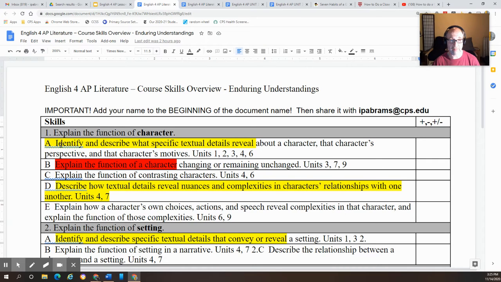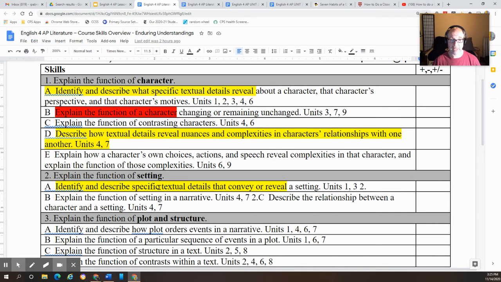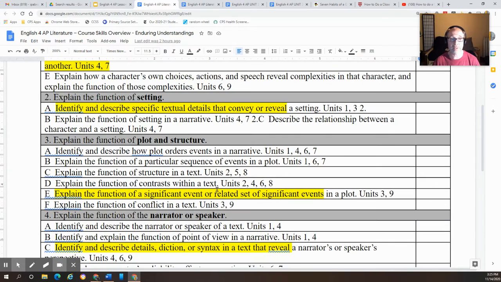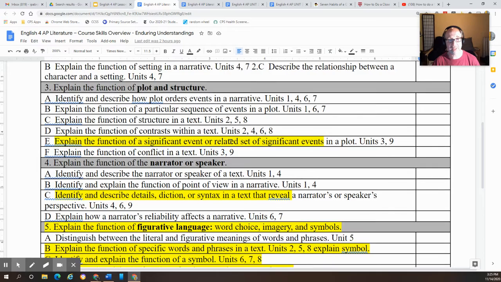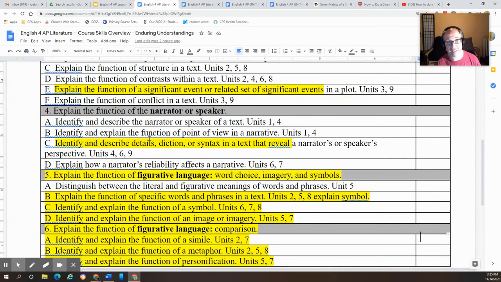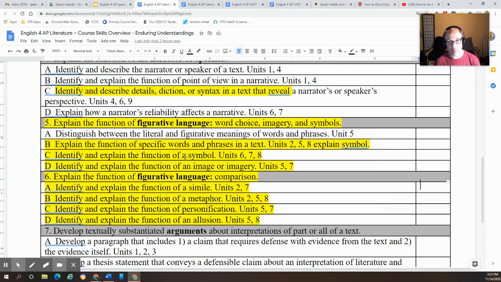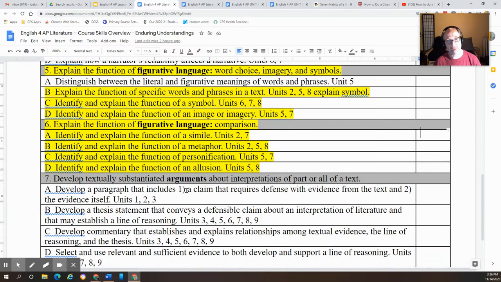So clearly the first one is very obvious. Identify and describe what specific textual details reveal about. It doesn't really matter what, they're going to give you various instructions. And then this one is describe how textual details reveal nuances and complexities in relationships. And this one is asking you how textual details, we saw this one already, convey or reveal a setting. I hope you're seeing the pattern here. We get to the explain the function of ones: explain the function of a significant event or related set of significant events, identify and describe details, diction, or syntax that reveal, and so on. And now we get into specific words and phrases, similes, metaphors, and so on and so forth.